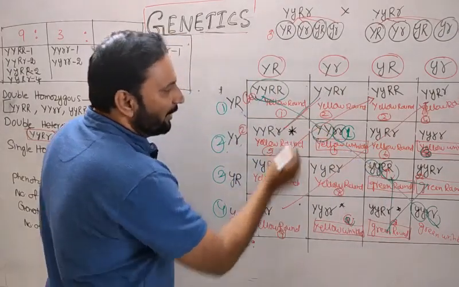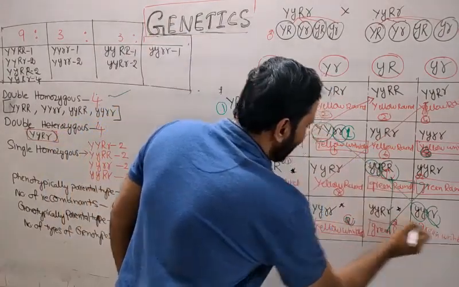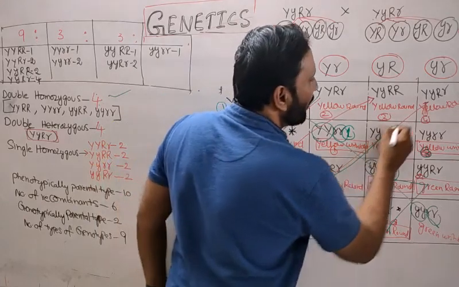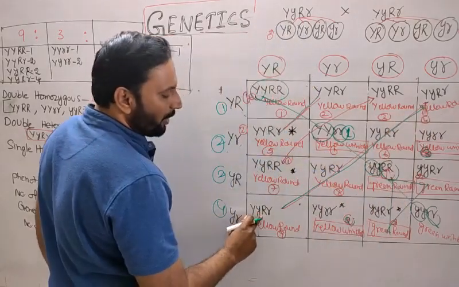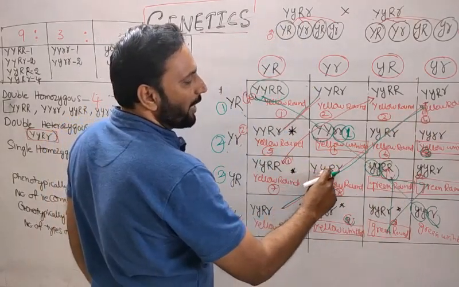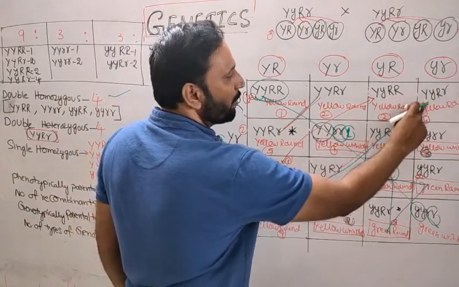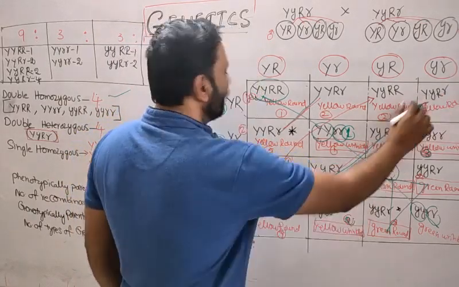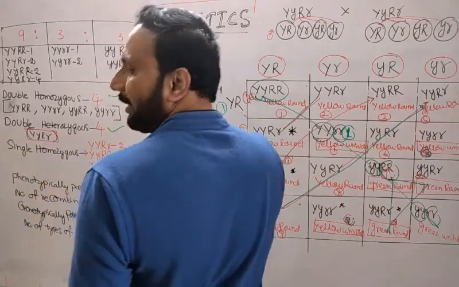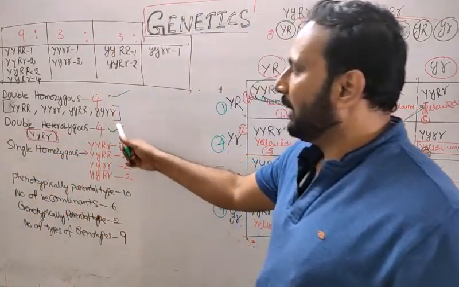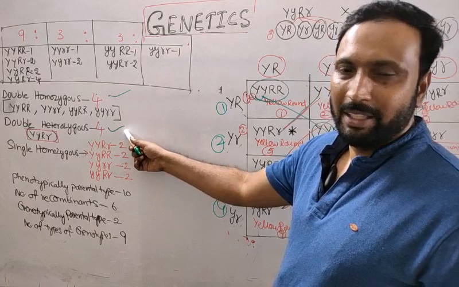And you go for double heterozygous. So double homozygous, this is the cross. Double heterozygous, you draw cross like this. Capital Y, small y, capital R, small r, four times. So these are four. Okay, clear. So that is the double homozygous and this is the double heterozygous.